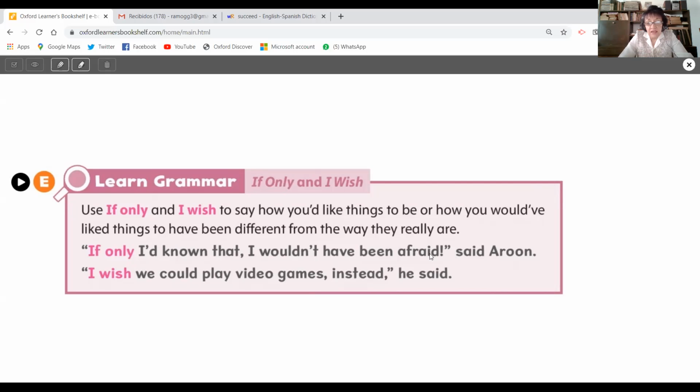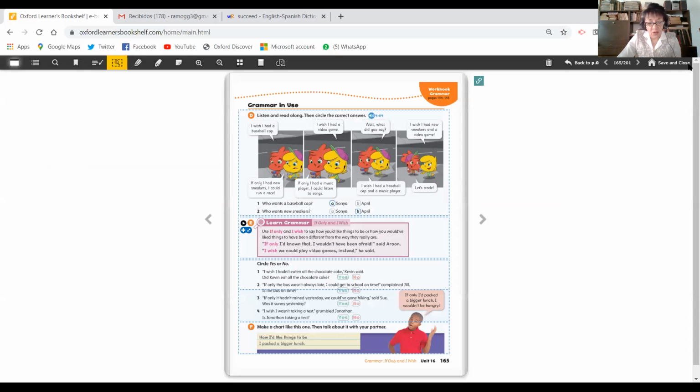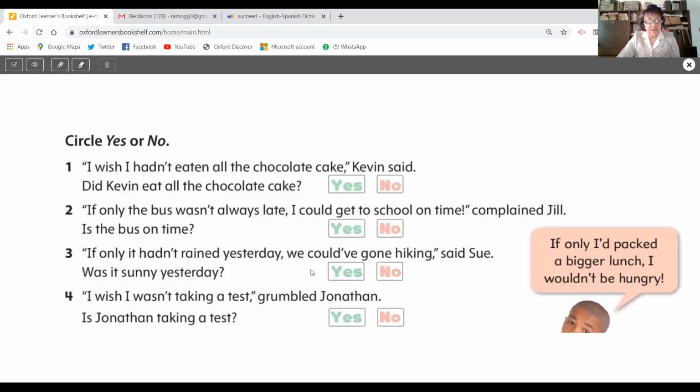That's the unreal conditional, okay? I wish we could play video games instead, he said. Could is the past of can. So that means you can play video games at this moment. Maybe you wish you could play video games instead of watching the movie, but no, you can't change the situation at this moment, okay? Now we have an exercise.